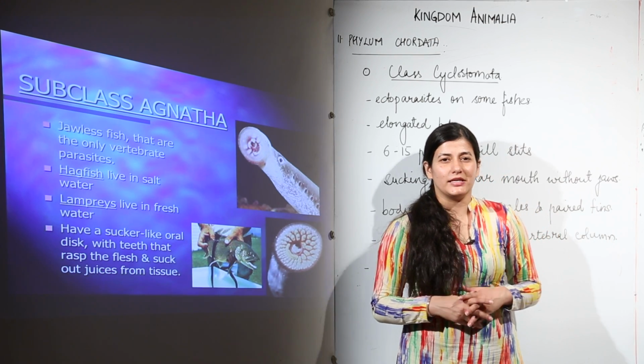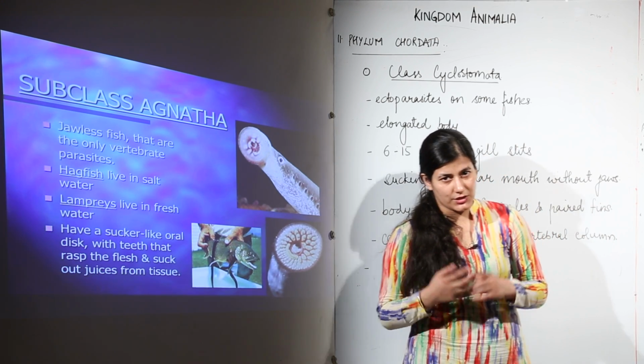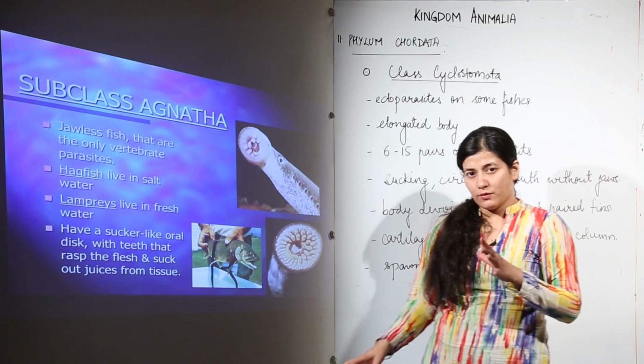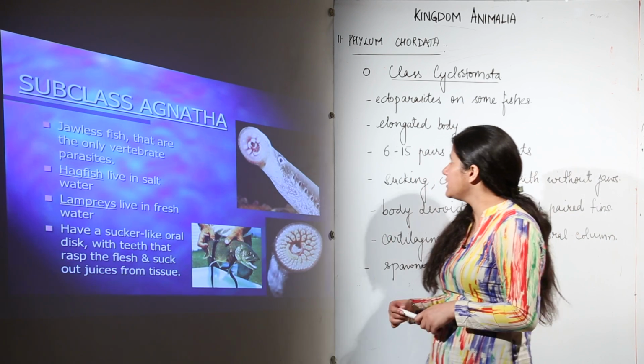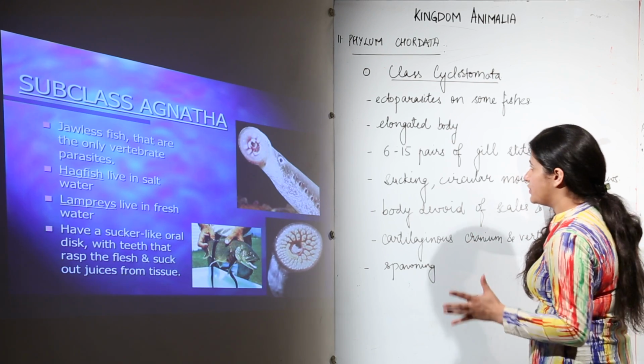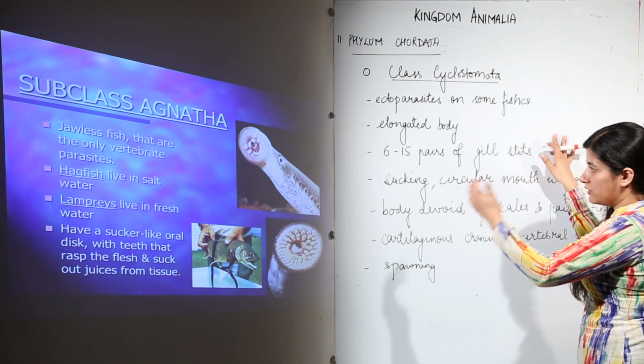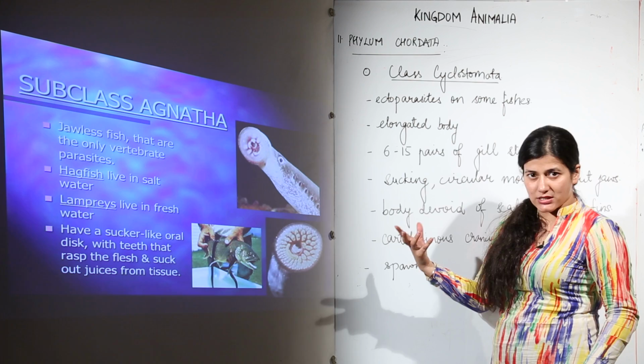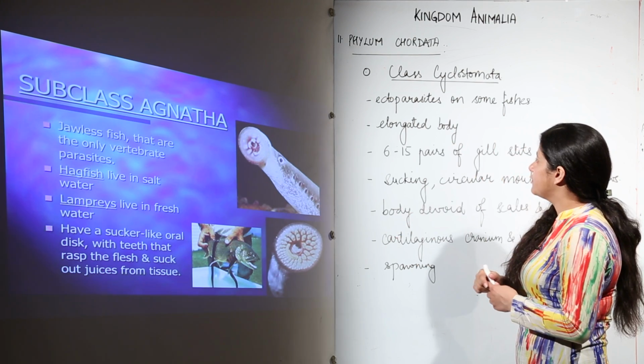Before we pile up egg Natha, we have to study a few characteristics which we missed in the previous lesson. What are those characteristics? Have a look at these. First is that they are ectoparasites on some fishes. We had talked about it. You are seeing the few characteristic features that we discussed about. Now we are going to see a few more.